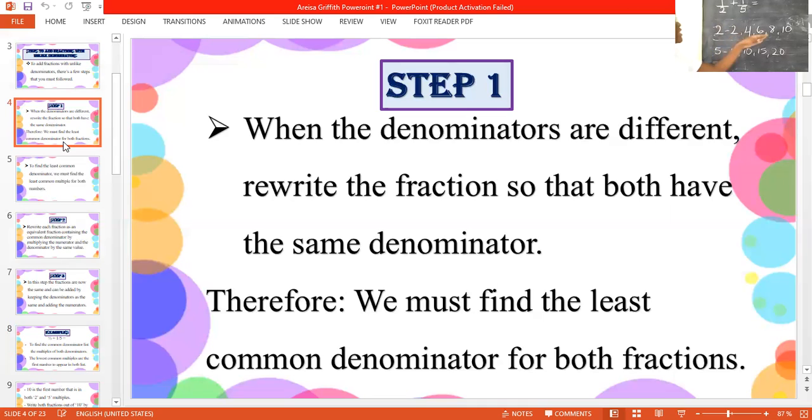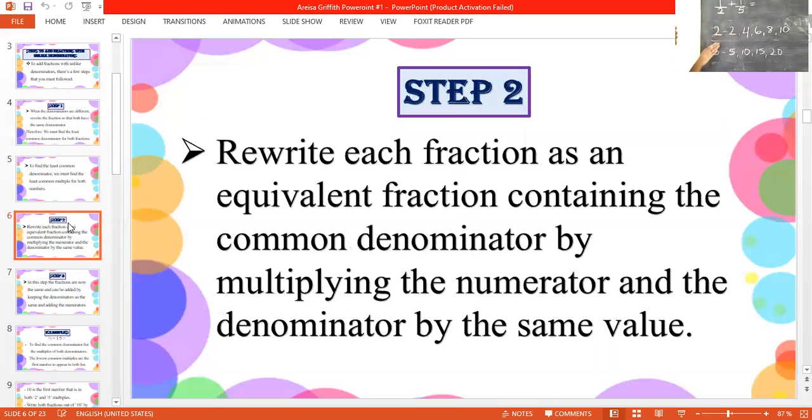So now that we have listed the multiples of both numbers 2 and 5, we're now going to move on to the second step where we have to find our least common multiple. Now when I say common multiple, I'm saying the same. So what number do you see in the multiples of 2 that you also see in the multiples of 5? 10. So 10 is our least common multiple. So we're going to go at the bottom here, draw a line and write our least common multiple, which is 10.